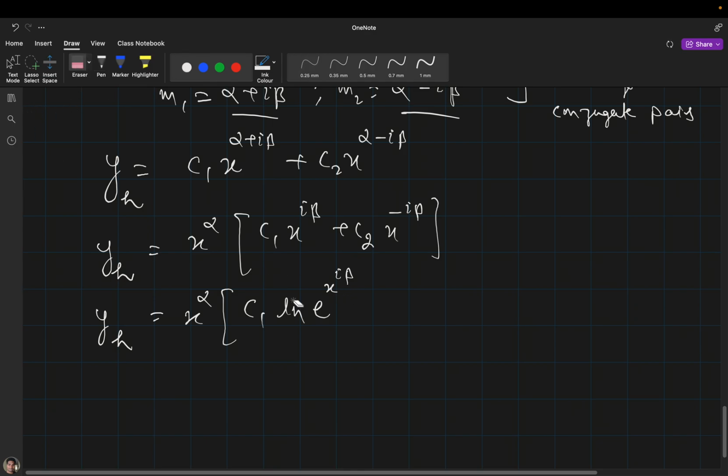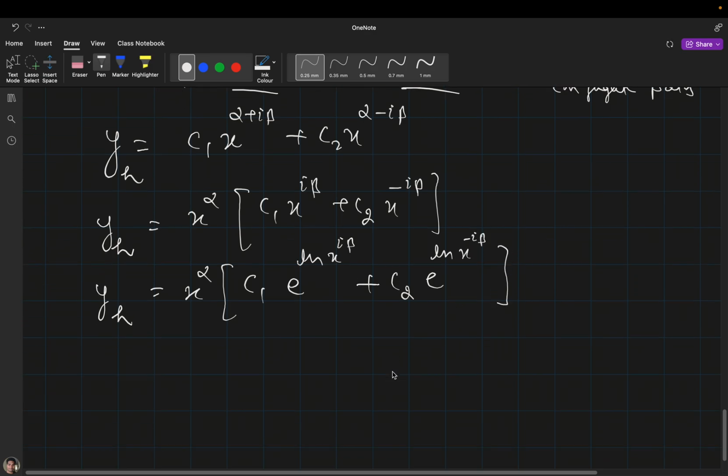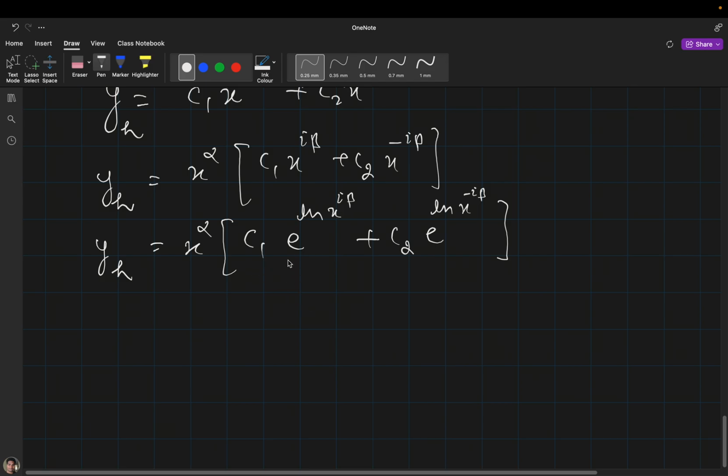No, I wrote it wrong. I can write e raised to the power ln x. And here I will write e raised to the power ln x minus iβ. I'll first simplify this, then I will talk about that term.